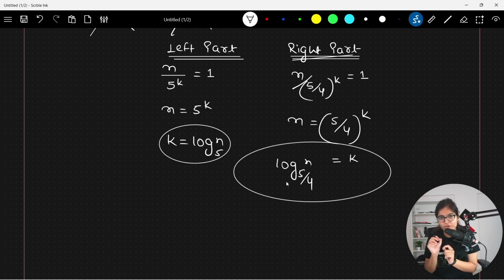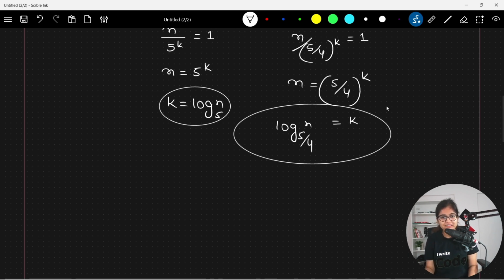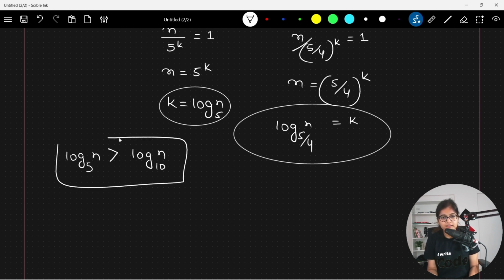If you remember, in one of the sessions I have already told you that whenever we are comparing a logarithmic part in the complexity classes, for example log of n, and there are two bases that we have, for example here we are having 5 and here we are having 10. A log having a smaller base has a greater value.